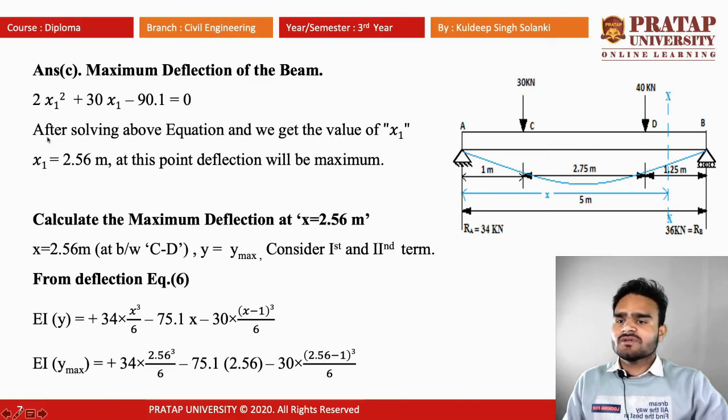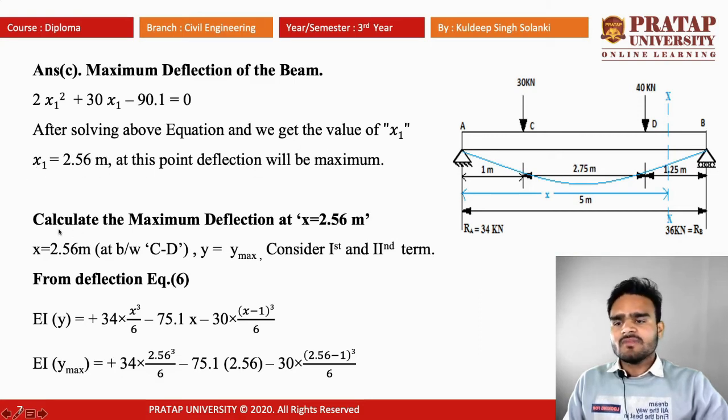Value of x1 is equal to 2.56 meter. 2.56 meter is in between C to D. It means our assumption is correct, because value of x1 is equal to 2.56 meter, and at this point deflection will be maximum. At x equal to 2.56 meter, deflection will be maximum and slope will be 0.